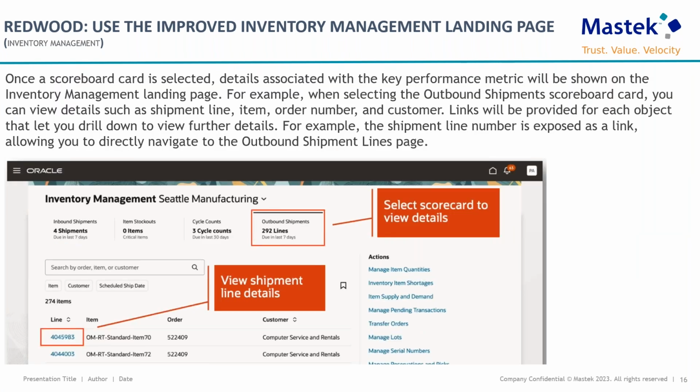Okay. The next option we have is the improved inventory management landing page. Here's where the inventory workers will be able to have a very clear understanding of what exactly is going on. This is where they will be able to see what comes in, what goes out of the inventory, what moves around within the inventory organization.